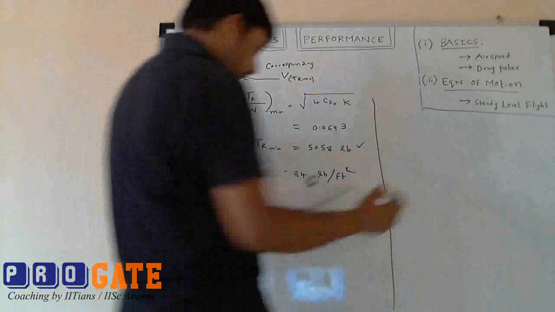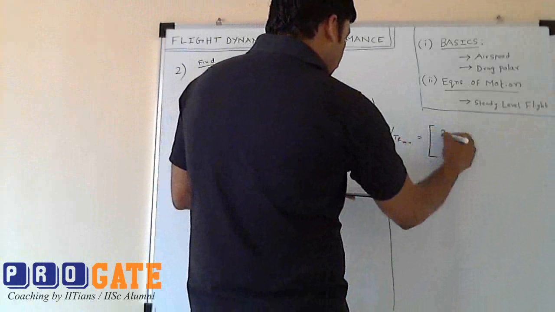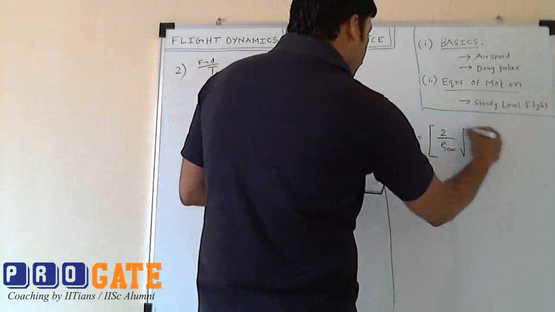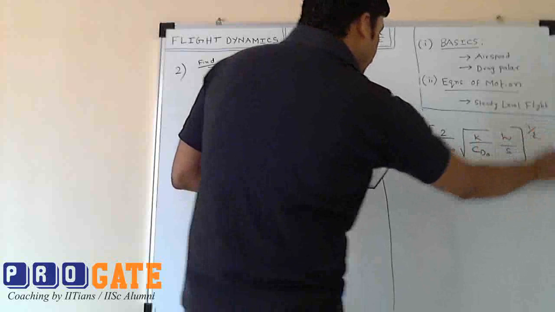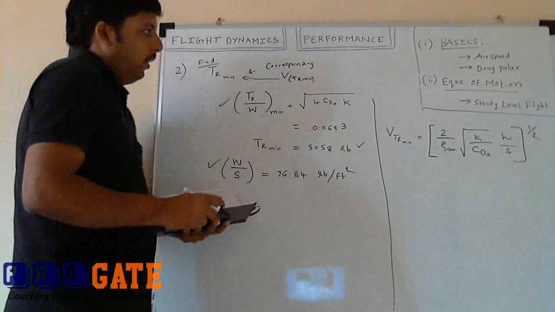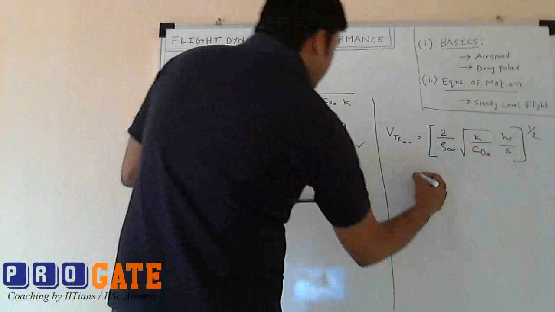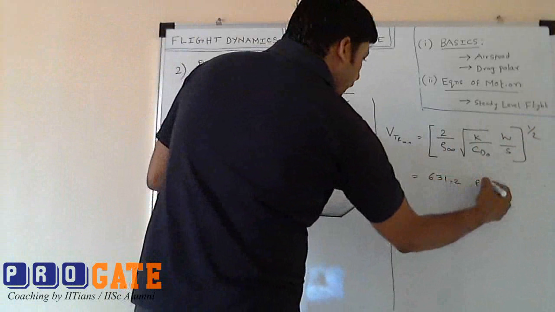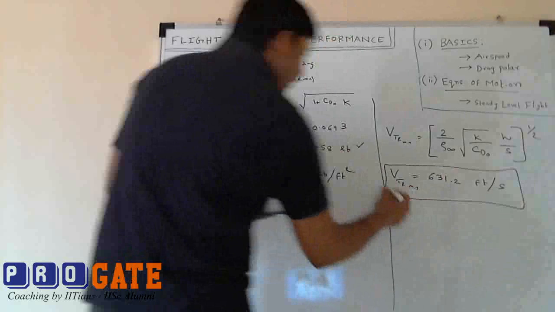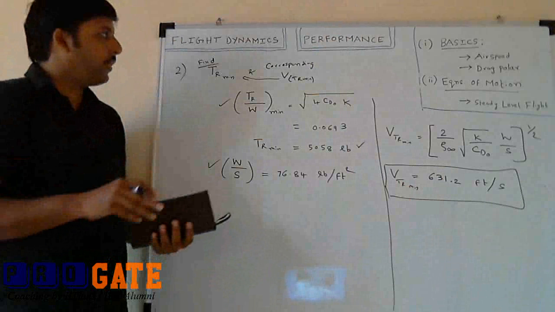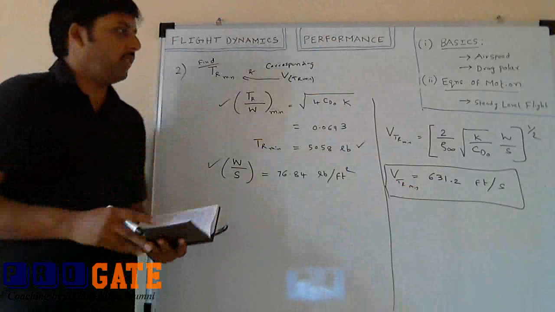And the relation is V at TR min. Now we know the wing loading, we know K, CD naught and rho infinity. Using that, we get 631 feet per second. So for the same question, previously we solved the thrust required. Now they have asked for the minimum thrust required and the corresponding velocity.